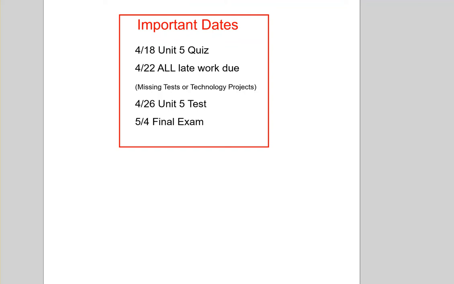Some reminders on important dates. On the 18th, you'll take your Unit 5 quiz. On the 22nd, all your late work will be due, including any missing tests or missing technology projects. On the 26th, you'll take your Unit 5 test, and then on May 4th will be your final exam. All of these dates may have changed.